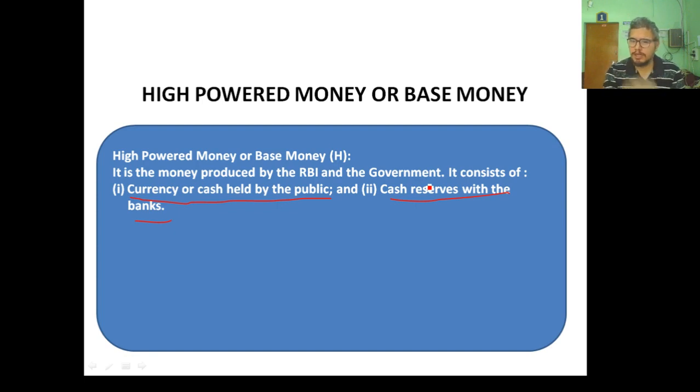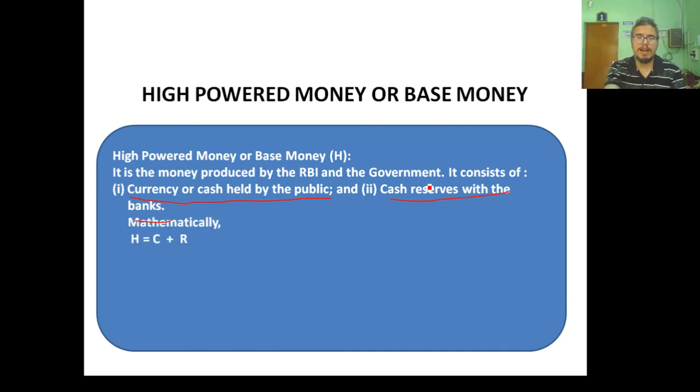We'll discuss it in detail when we deal with the banking chapter, and you will come to know about these two rates easily. Here we just need to know that all the commercial banks are supposed to keep a certain amount of their deposits either with themselves or with the central bank, that is RBI in the case of India. When we add these two, currency held by the public and cash reserves with the bank, it is known as high powered money.